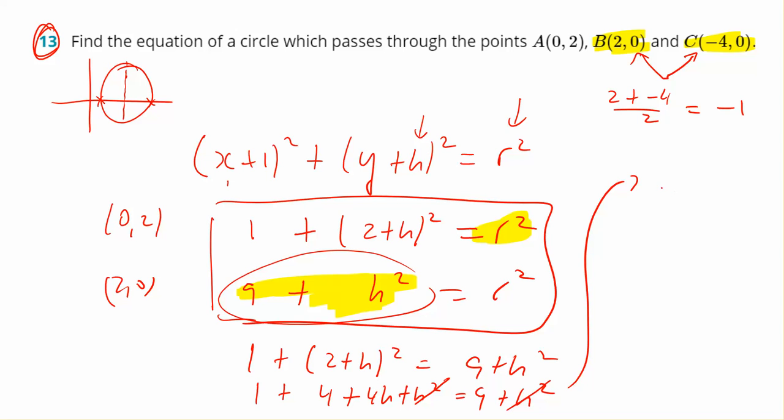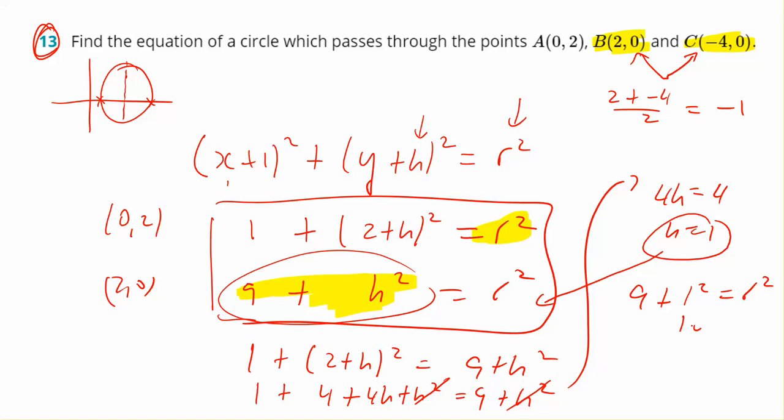Moving the numbers from the left-hand side, we've got 4 plus 1, which is 5. So 9 minus 5 is 4. H equals 1. That's positive 1. When h equals 1, let's work out what r is. I'm going to sub this back into this equation here. So we've got 9 plus h squared, which is 1 squared, equals r squared. So that's 10 equals r squared.